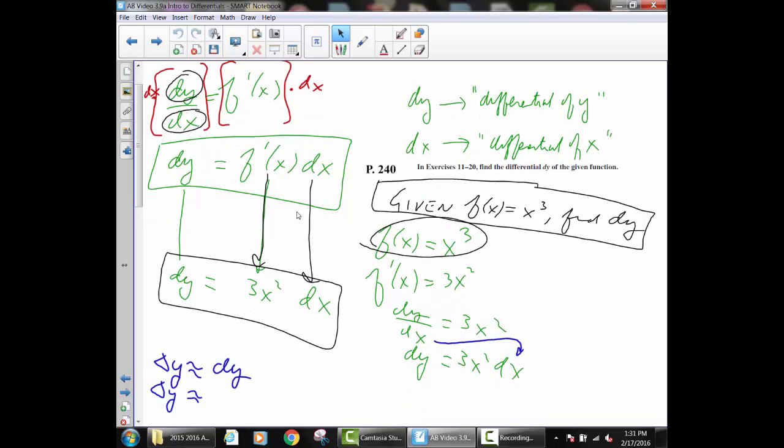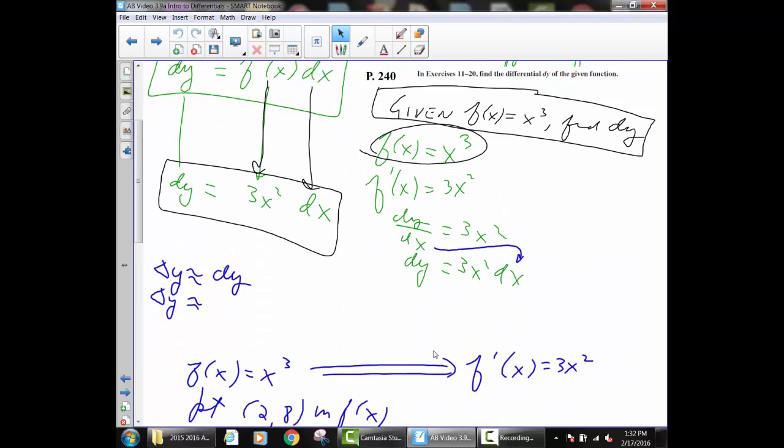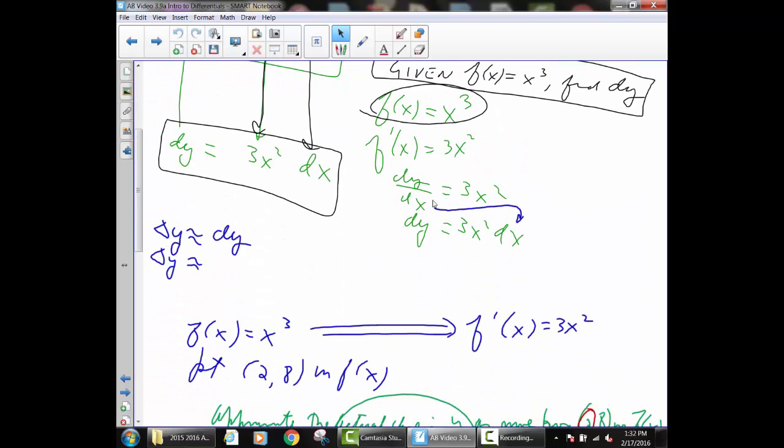So, for example, if you're given f of x equals x cubed, and the question is find dy, you can look at it two ways. You can learn this formula, dy equals f prime of x dx, and go, oh, if f of x is x cubed, f prime of x is 3x squared, times dx. I think it's easier to just go from f of x equals x cubed to f prime of x equals 3x squared. In other words, dy dx equals 3x squared. Then just multiply both sides by dx to isolate the dy.